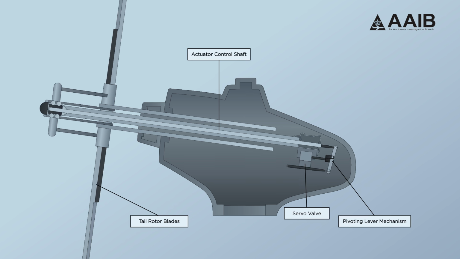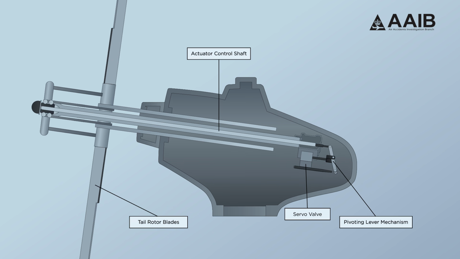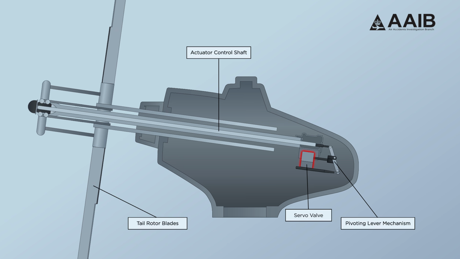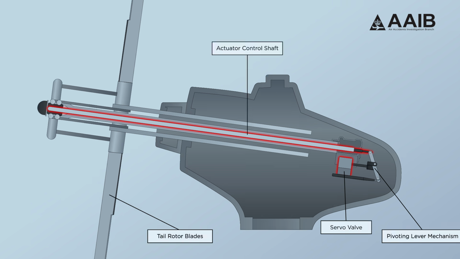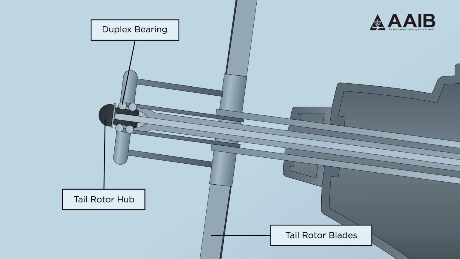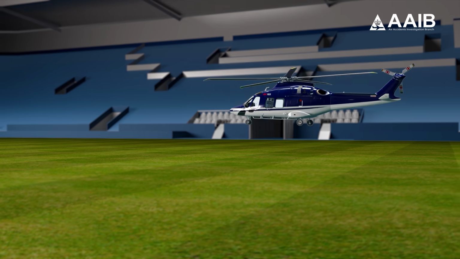When the movement of the control shaft pivots the blades to match the pilot's input, it closes the servo valve and stops the movement of the shaft. To connect the non-rotating control shaft to the rotating tail rotor hub and blades, a duplex bearing is used.